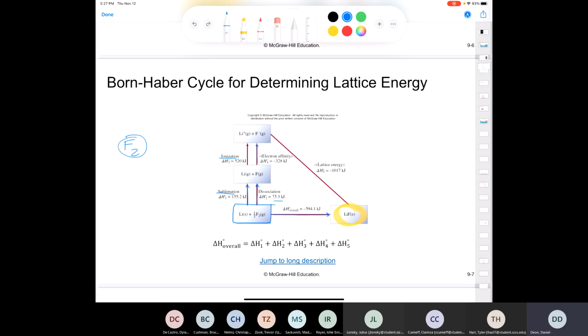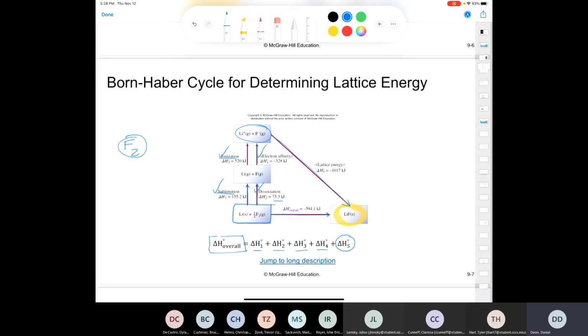Now, when I take those two gaseous ions and combine them to get the solid compound, that's the negative of the lattice energy, isn't it? Because lattice energy is going this way, right? Based off of my delta H overall, right here, if I know that, and I know my delta H of sublimation, delta H of dissociation, my ionization energy of my lithium, and my electron affinity, that means I'd have delta H1, delta H2, delta H3, delta H4. I could solve for delta H5, couldn't I?